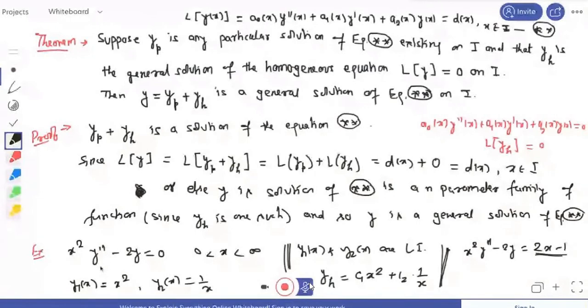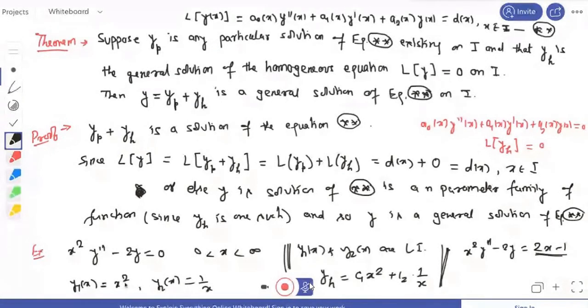That part we had already discussed in previous classes. This means it satisfies this second order differential equation, so y equals x squared is one solution of the given differential equation. Similarly, if we take y2 equals 1 by x, this is another solution, and these two are linearly independent if you try to find the Wronskian of the two.